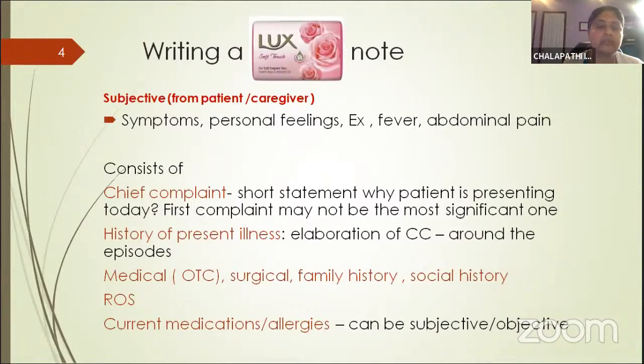The review of the systems is both subjective as well as objective. Whatever the patient tells you, you can add to the review of the systems in the subjective section. Then medications and allergies. You have to understand one thing: what the patient tells you can be subjective, but if you're taking the same information from a medical record, the patient's allergies or current medications you copy from the medical record, that will be objective information. Usually the first hand will be subjective, and from the medical records will be objective. So it can be both.